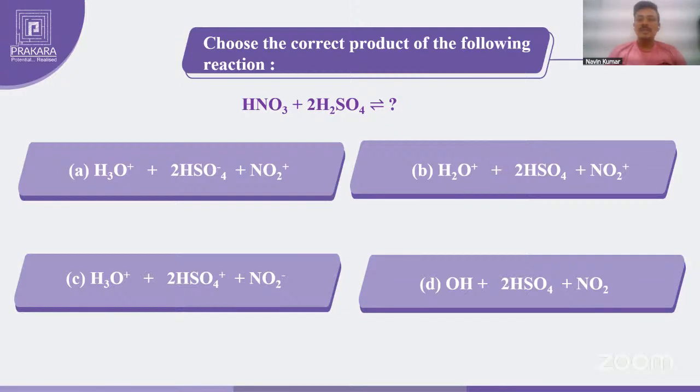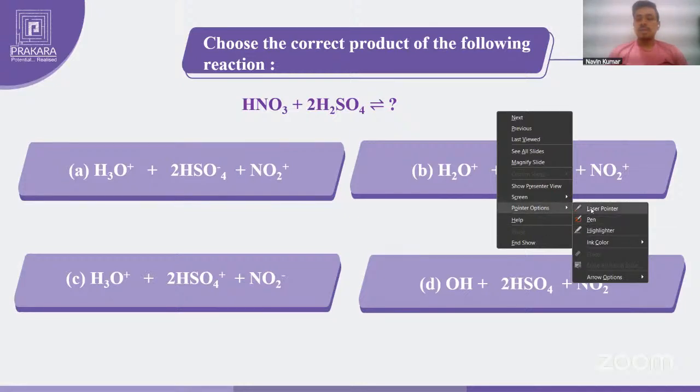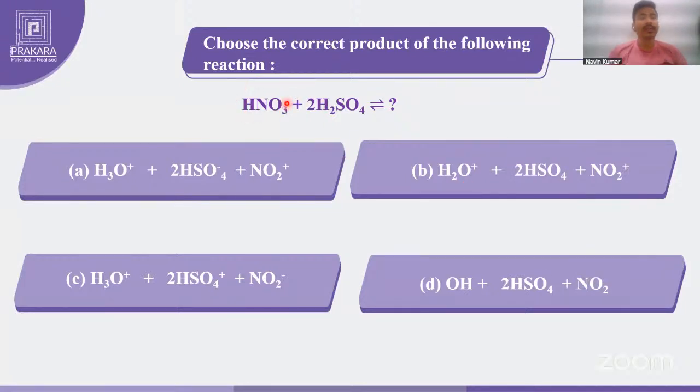So the first question is, choose the correct product of the following reaction. The reaction is talking about nitric acid reacting with 2 moles of sulfuric acid. So here you can see that one HNO3 is being reacted with 2 H2SO4. So what will be the product?